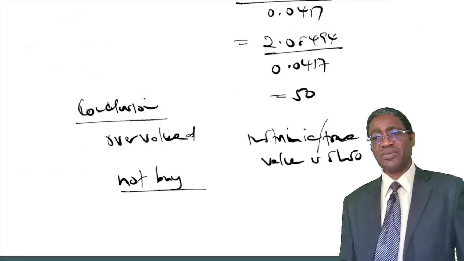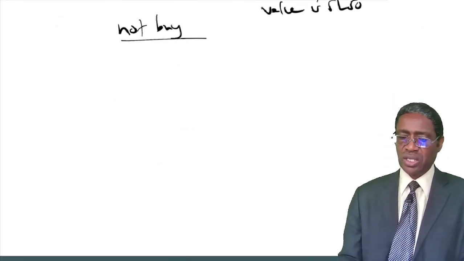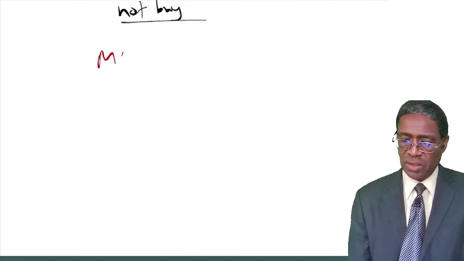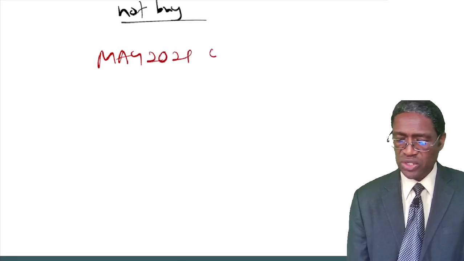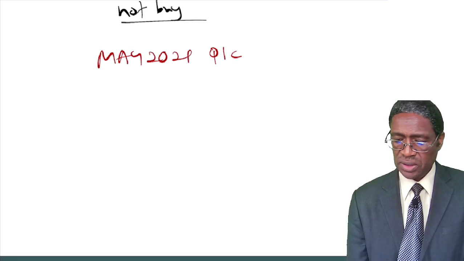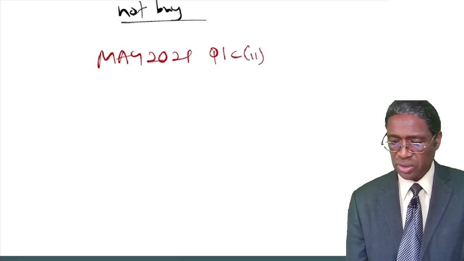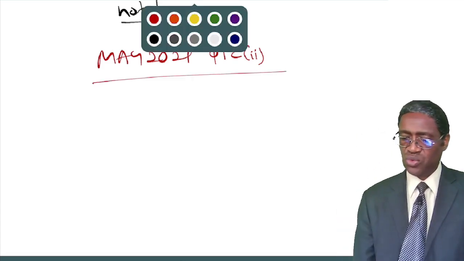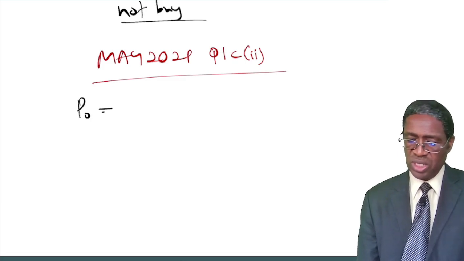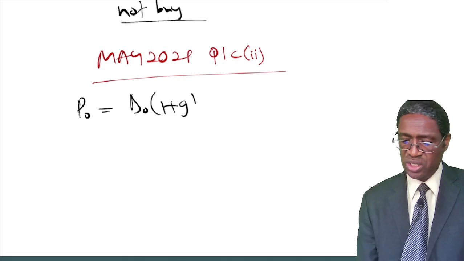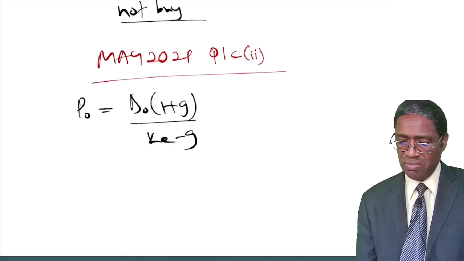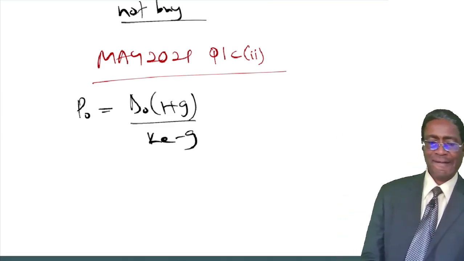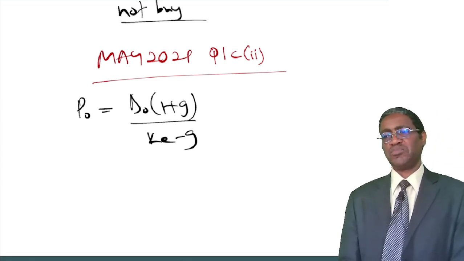Let's do the question now. So we are now doing May 2021, question 1C, Roman 2. Let's first quote the formula. P0 equals D0 into 1 plus g, divided by Ke minus g. That's our formula.